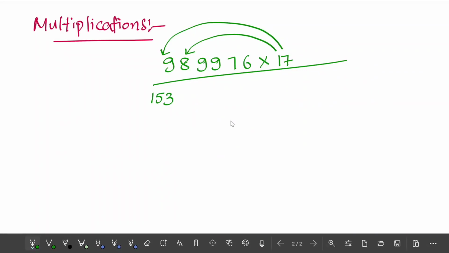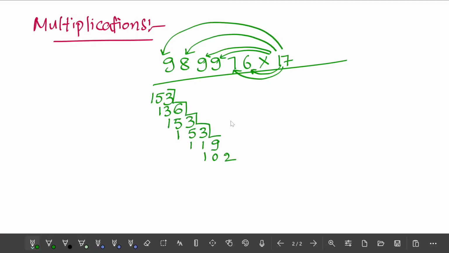And how do we write 136 down here? 1 and 3 remain inside, only the unit digit should come outside. 17 nines, what is it? 153 again. 1 and 5 remain inside, only the unit digit comes out. And 17 nines again, 1 and 5 remain inside and the unit digit 3 comes outside. 17 sevens, it's 119, 1 and 1 remain inside and 9 comes out. 17 6s, it's 102, 1 and 0 remain inside and 2 comes out. And that's how we get steps.